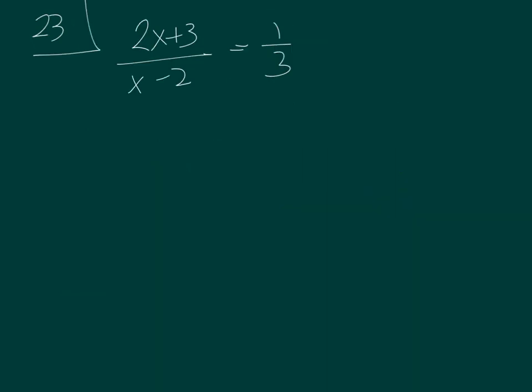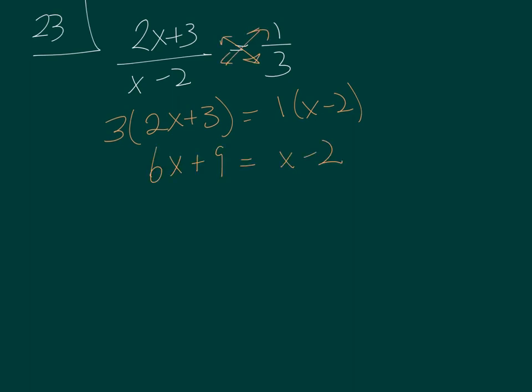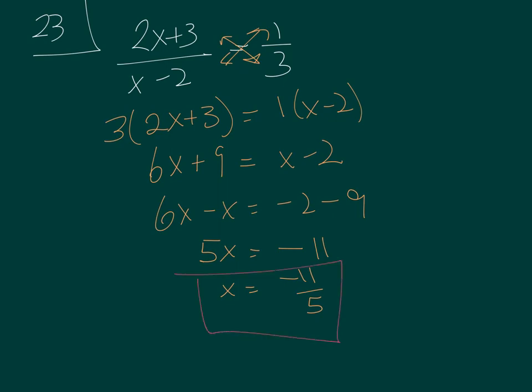Number 23, we need to solve for x. So the first thing I'm going to do is cross multiply. So effectively all that I did was the 3 times the 2x + 3 and the 1 times the x - 2. I'm going to continue to isolate x by bringing the x's to the left side and the numbers to the right. So just isolating x, get x by itself, and you end up with x equals negative 11 over 5.